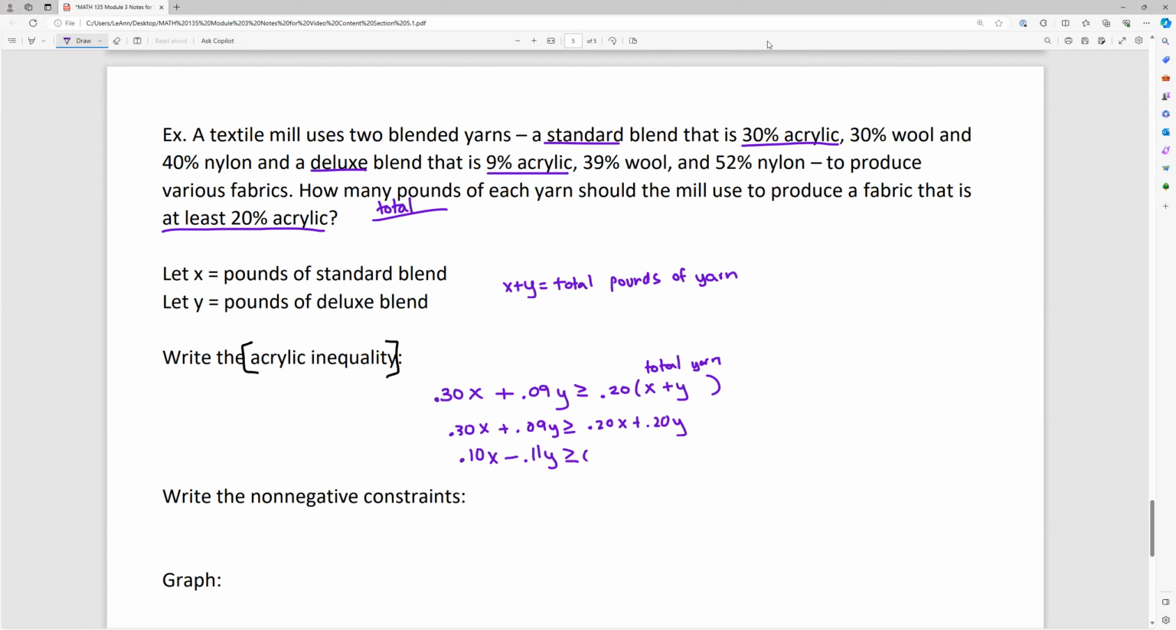And that's going to be greater than or equal to now 0 because we've moved everything over to the left. So notice that is the simplified version of that inequality. Another thing you might want to do is multiply through by 100 just to clear out those decimals. If we do that, that would give me 10x minus 11y is greater than or equal to 0, and 0 times 100 would still be 0. Okay, so that's what we're looking at for our inequality.